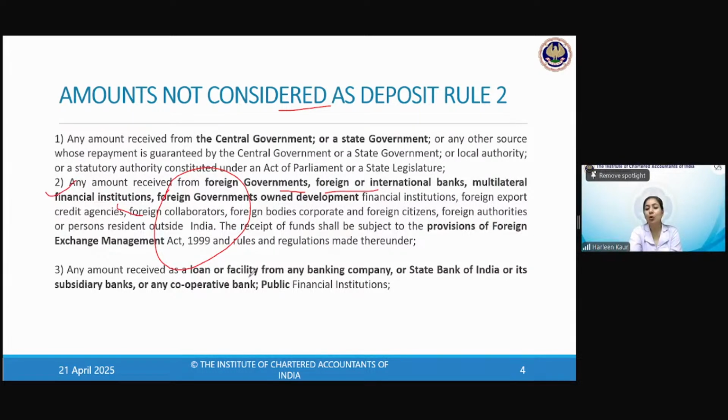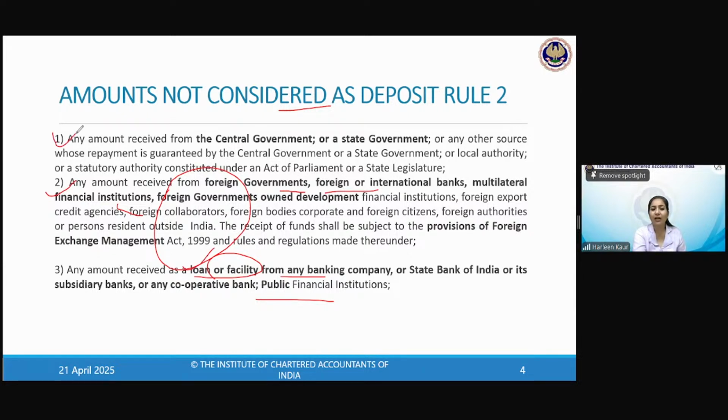Any amount received as a loan or facility from any banking company or a State Bank of India or its subsidiary or any cooperative bank or public financial institutions. Ma'am, now here we are receiving the amount as a loan or facility. So if it is a loan, it will not be a deposit. Any banking company is giving a certain amount of loan, or SBI is giving, or any subsidiaries of SBI, any cooperative banks, any public financial institutions. So everything has been included. All the banking industry has come to it. So if you are receiving the amount as a loan, it will be a loan or a deposit. That is clear-cut written. Now it is a loan. Then it is not a deposit.